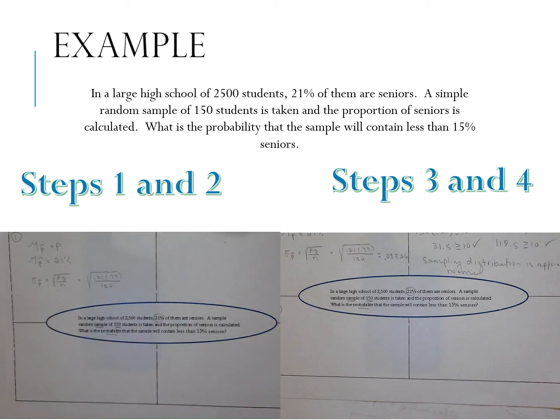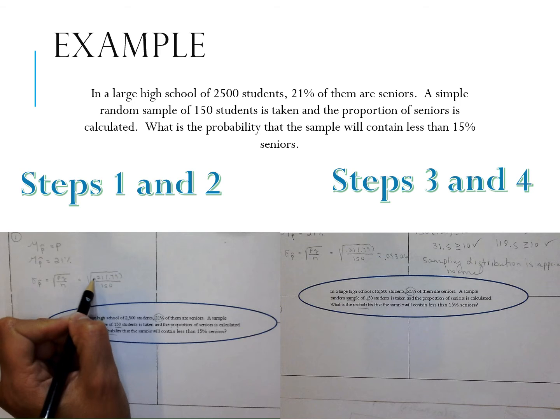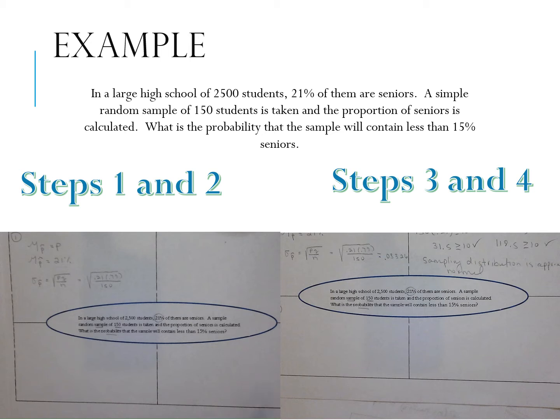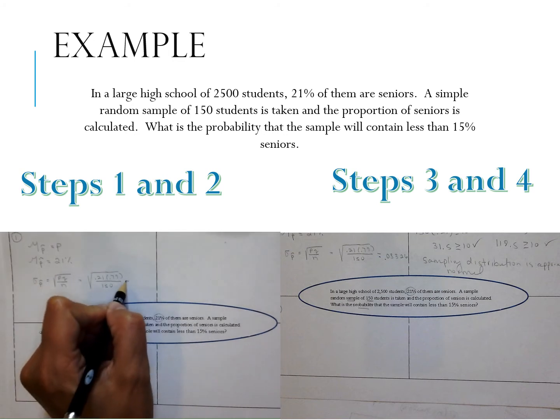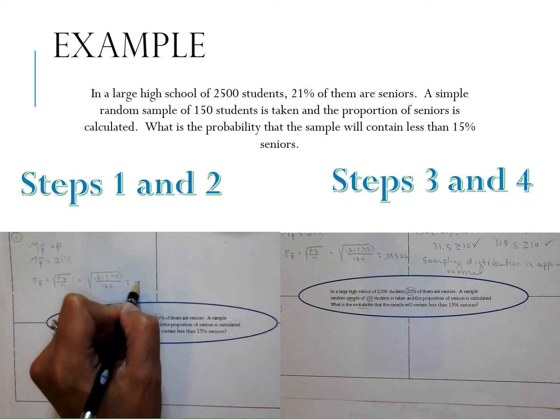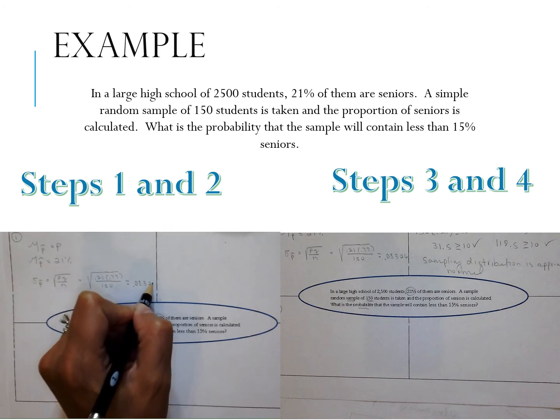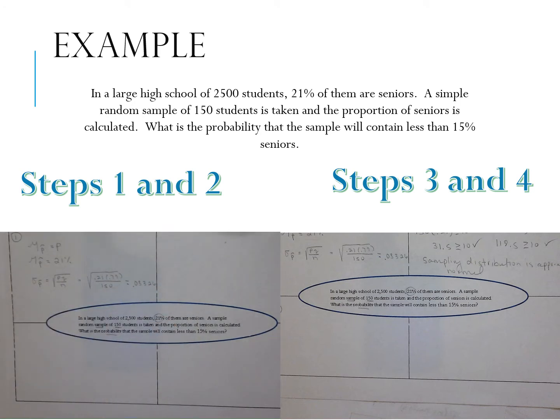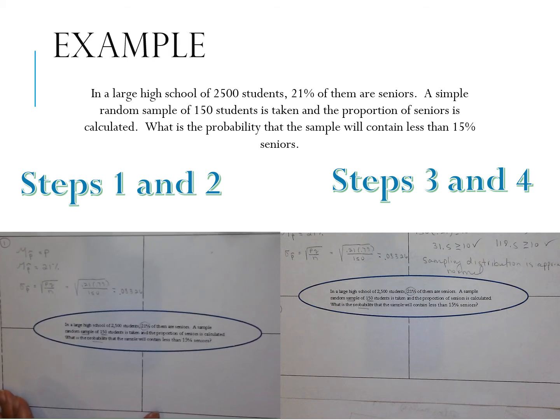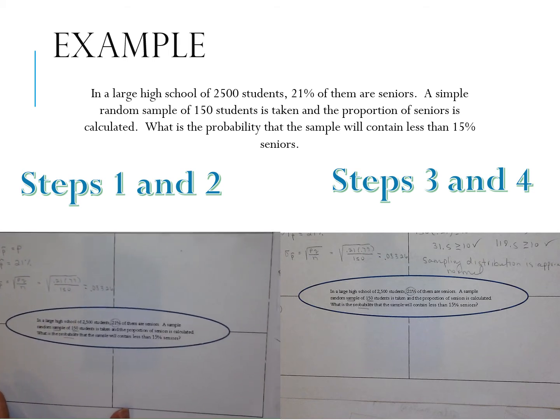All right, so I'm going to take a minute to calculate that. What I make sure to do is multiply this, divide by 150, and then square root it at the end. And I get a standard deviation of 0.03326.